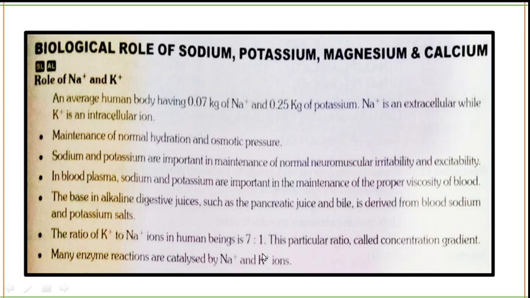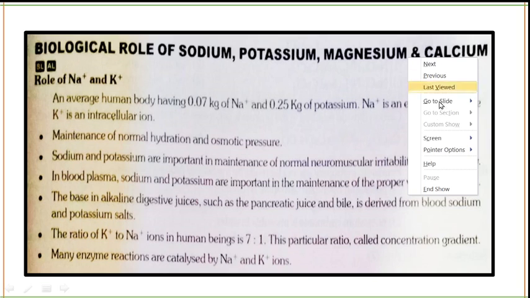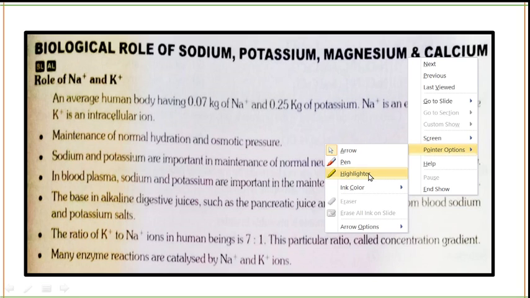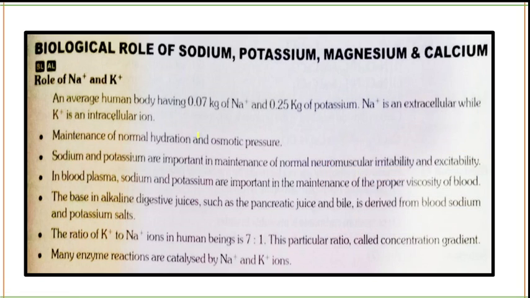Next is the biological role of sodium, potassium, magnesium and calcium. I will highlight some important points of this slide, but what you have to do is read all the points strictly and make your own notes from these points. Number 1 is the role of sodium and potassium. An average human body has 0.07 kg of sodium and 0.05 kg of potassium.